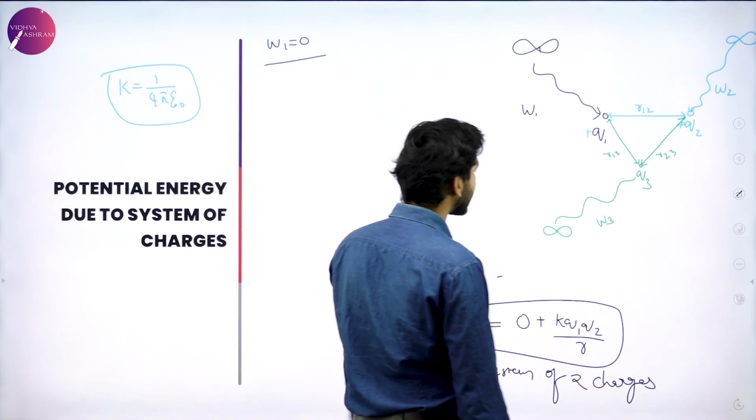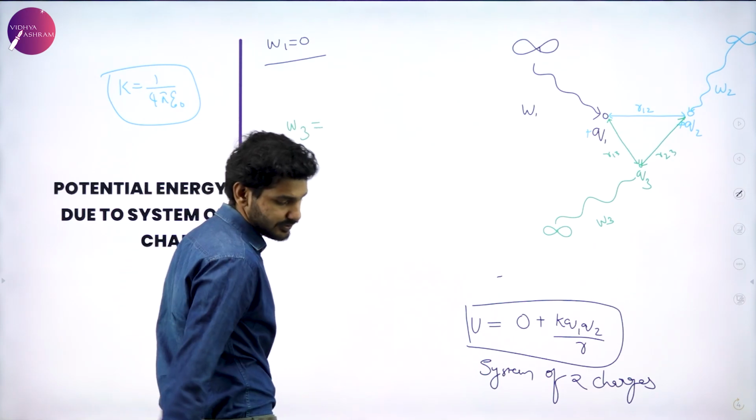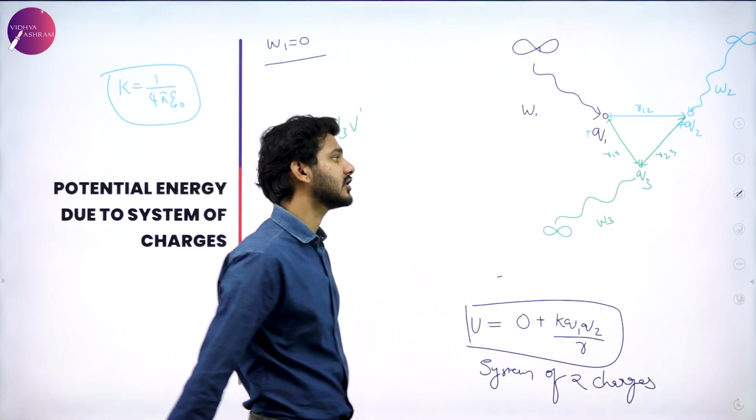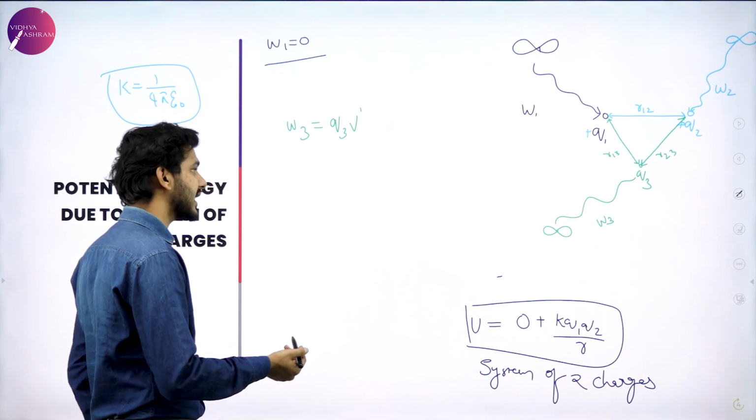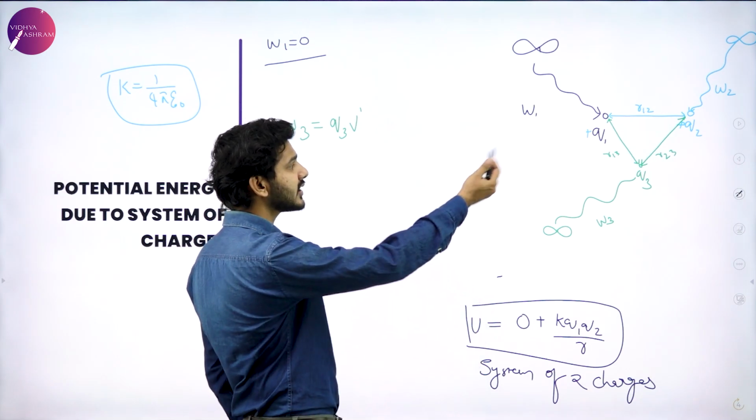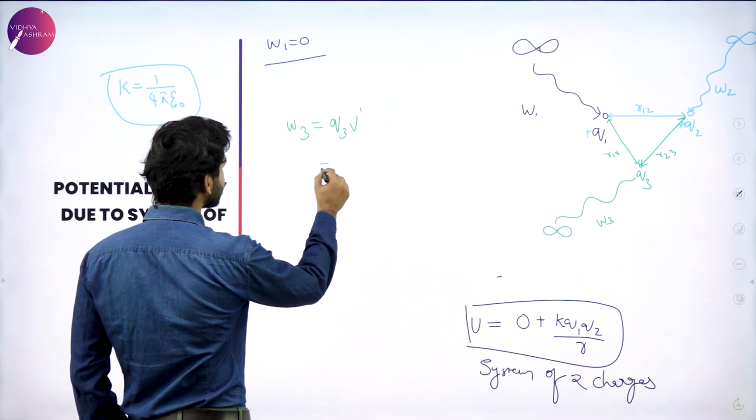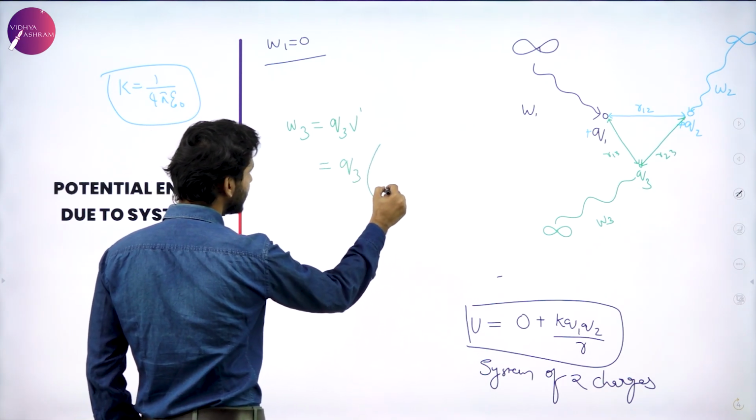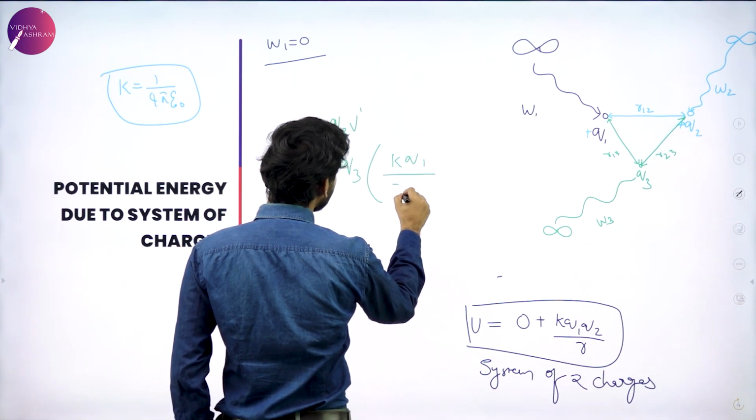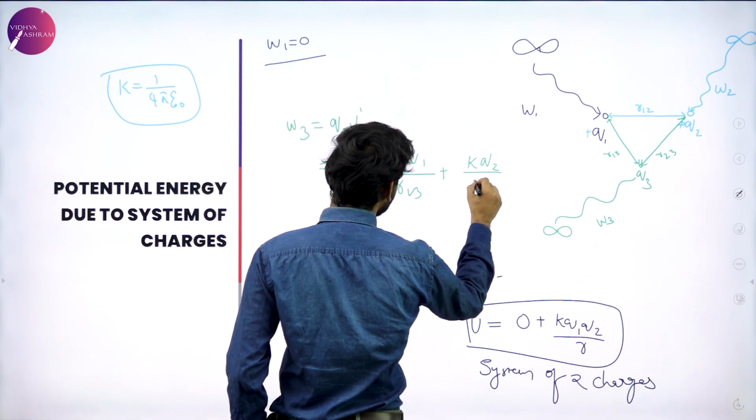So we can say that W3 will be equal to Q3 V dash. Let's assume that the potential at point 3, where Q3 is currently placed, is V dash. And V dash is nothing but the combined potential of Q1 and Q2, which we found out earlier. So we can write it as Q3 into, expanding V dash, K Q1 by R13 plus K Q2 by R23.